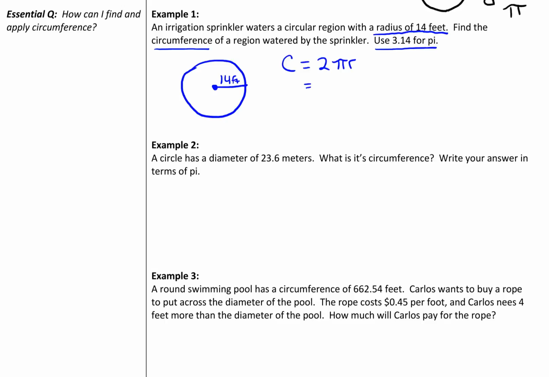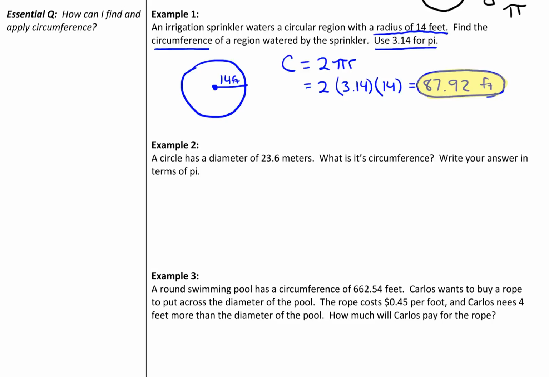And we'll just fill in what we know. 2 times 3.14, because we're using 3.14 for pi, times our radius, which is 14. And we're really just going to multiply all that together. It's that simple. 87.92 feet. Make sure you are labeling your numbers. It's really important that you are labeling your numbers. If not, I'm taking credit off of that on a quiz. So be careful with that.